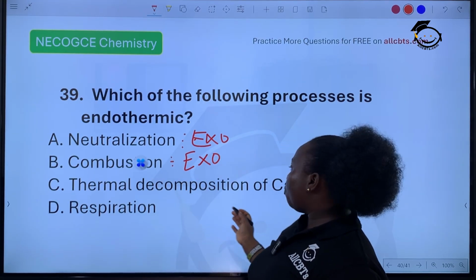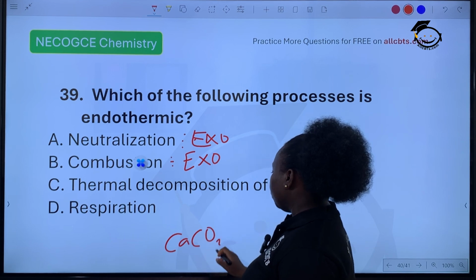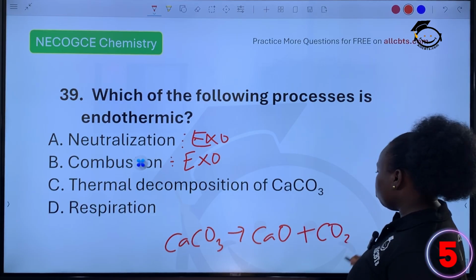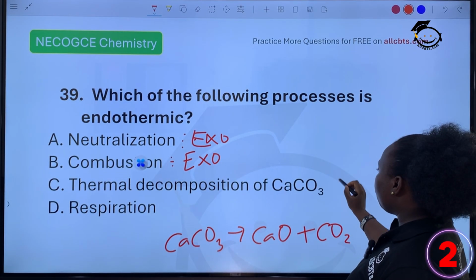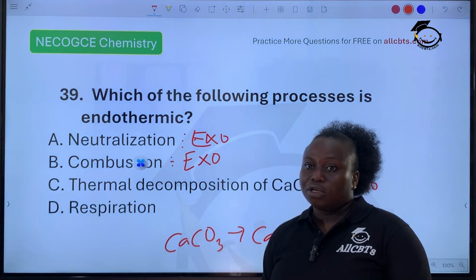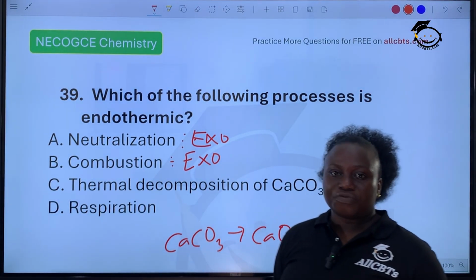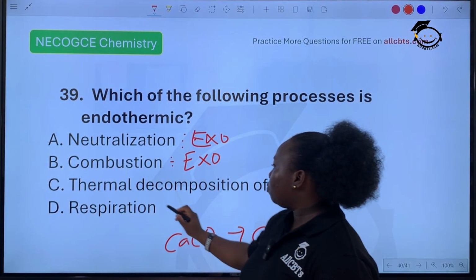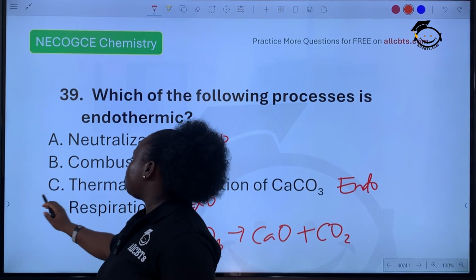CaCO3 will decompose to give CaO plus CO2. This particular one is a very good example of an endothermic reaction, because when it is reacting, if we touch the vessel, it will be cold. Respiration, energy is always released in the form of heat, so it is exothermic. Our answer is option C.